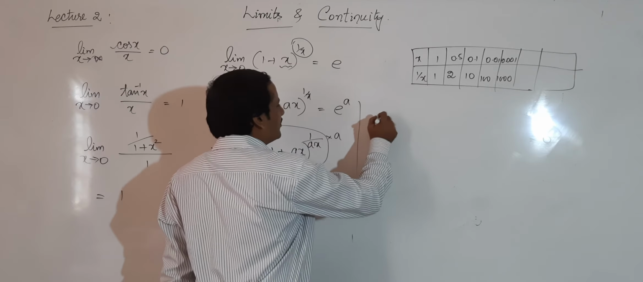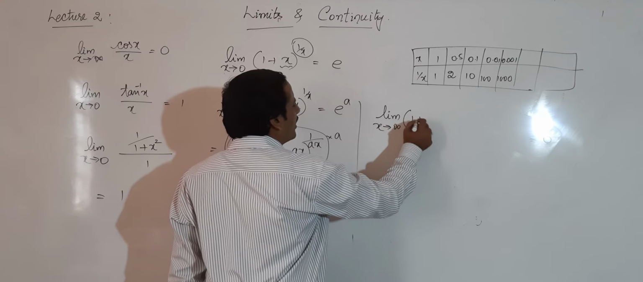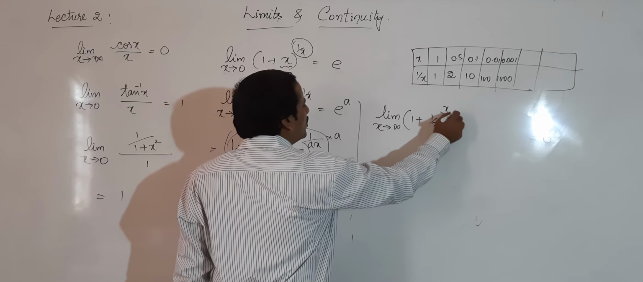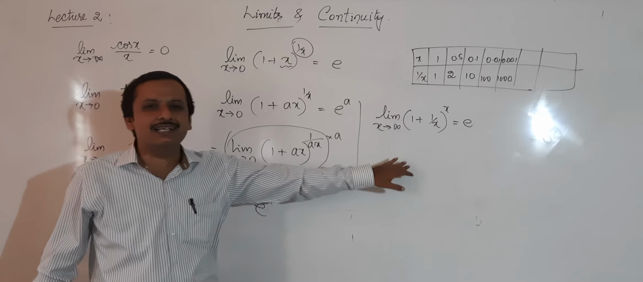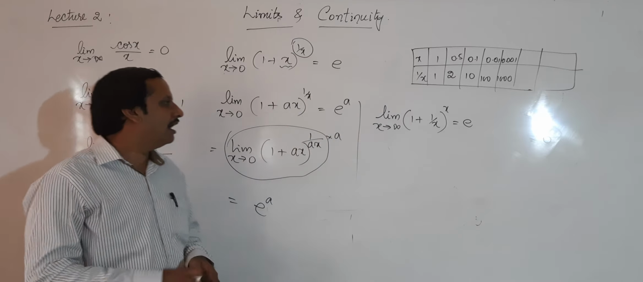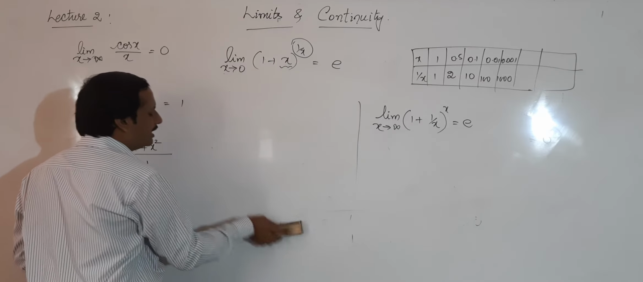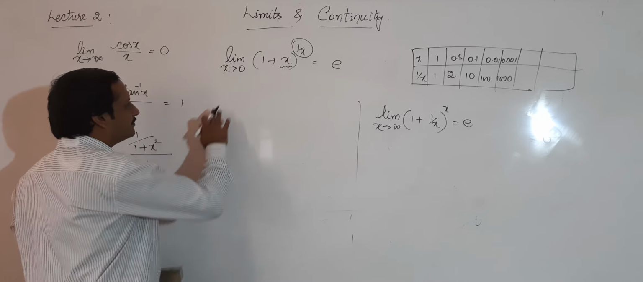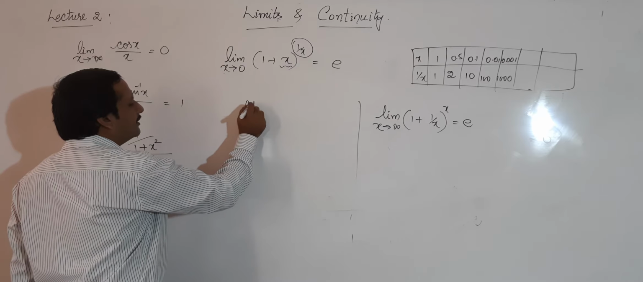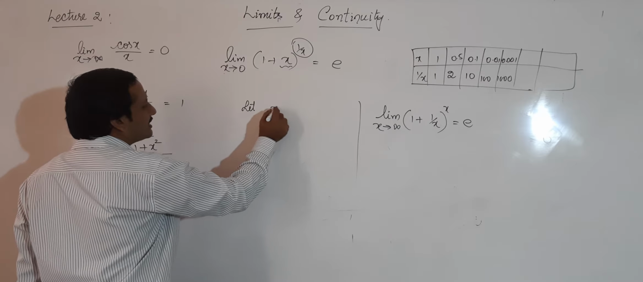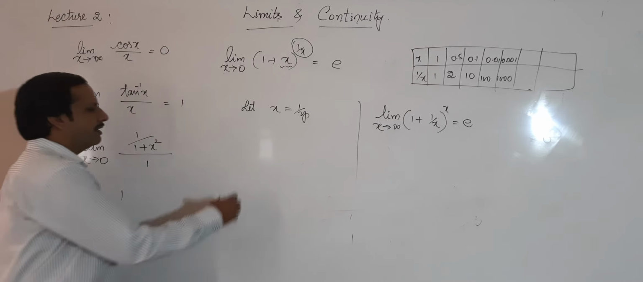On the same lines we have one more formula, that is limit x tends to infinity, 1 plus 1 by x to the power x is equal to e. Actually, these two results are one and the same. How? I will prove it now. I will make a substitution. Let x is equal to 1 by y.